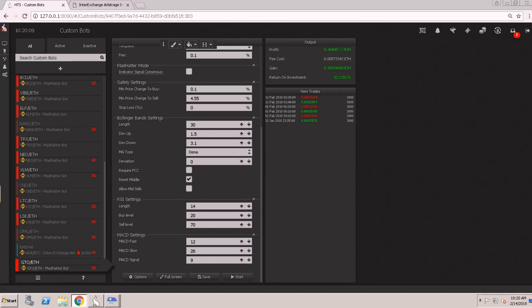Let me go ahead and restore it back to what I had before. 30, I have 20 here. 2, 2, SMA, 0, 14.